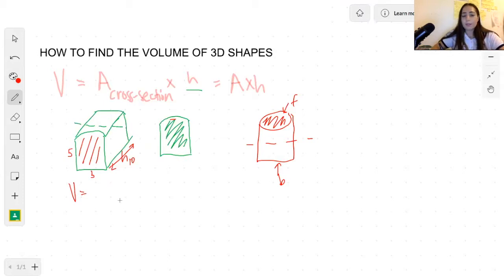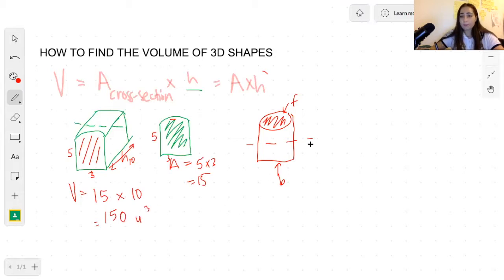So to find the volume of this loaf of bread, I need to first find the area. The area of this would be, because it's a rectangle, you just multiply the height and the width. So that's 5 by 3, that's 15. So you multiply that area by the height. And the height, we know in this formula, is defined as the distance between the front and the back, the distance between the two cross-sectional faces. And so in this case, it's 10. So that will yield a volume of 150 units cubed.